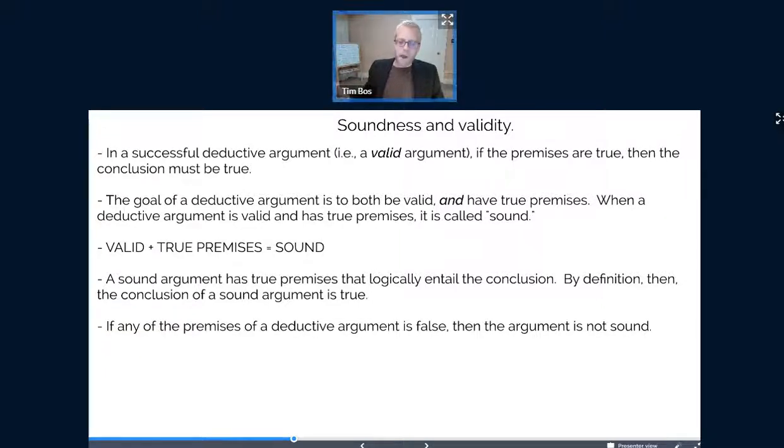So if any of the premises of a deductive argument is false, the argument is not sound. And all that means is you cannot accept that argument, right? Once you've said an argument is unsound, you haven't really learned a whole lot about whether or not the conclusion is true or false. All you know is that the argument doesn't work. So I want to make that clear. This has come up before.